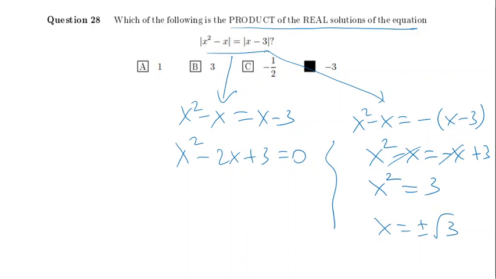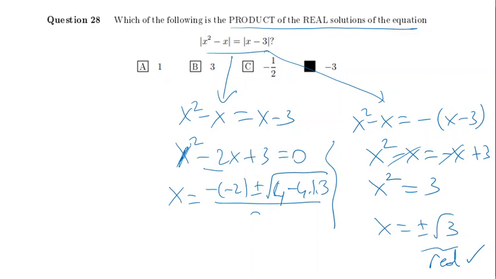Now, how about this part? These are real solutions. Now, is there any other real solution? Let's check this part. I can try to do the factoring, but it will not work. So I will go for the quadratic formula. This will be minus b, minus 2, plus or minus the square root of b squared, it's 4 here, and then minus 4 times 1 times c, divided by 2 times 1.